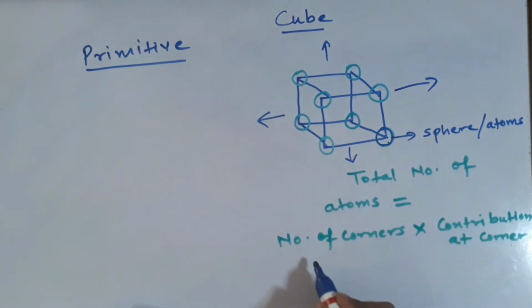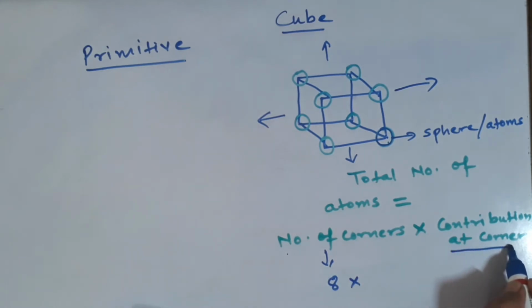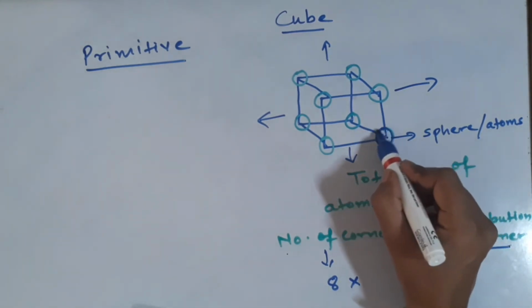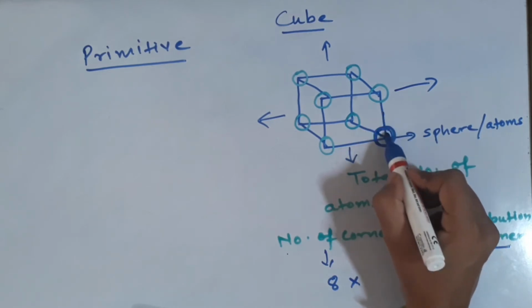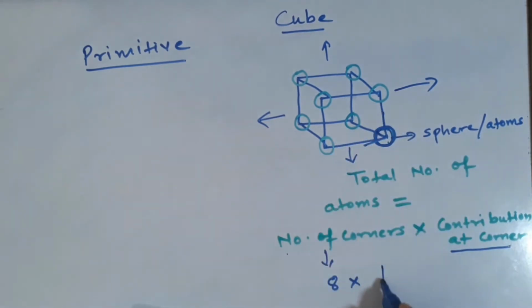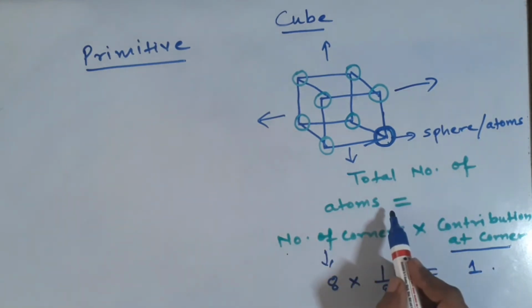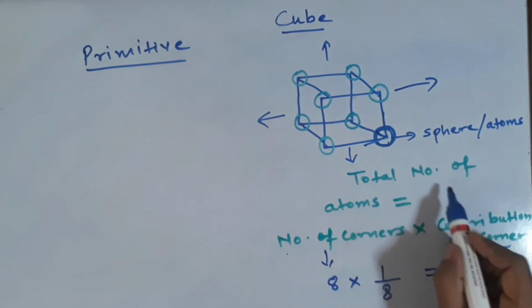So let's complete this. Total number of corners which we can see in this diagram is 8, and how much contribution is there going to be at each corner? It's going to be 1/8 shared by 8 unit cells. So if we solve this, the answer comes out to be 1. So total number of atoms in a simple unit cell will be 1.